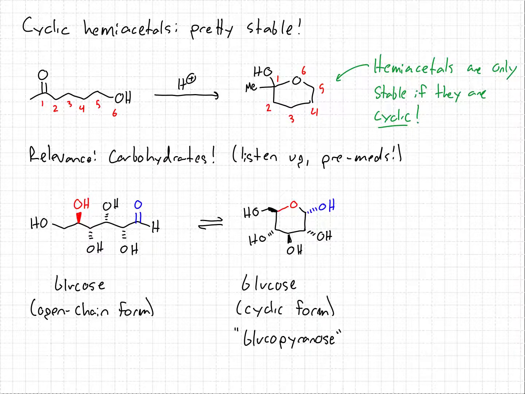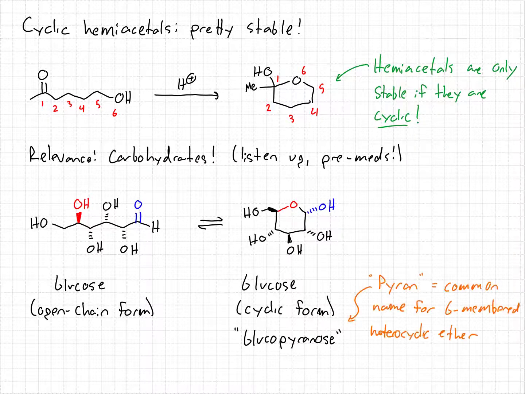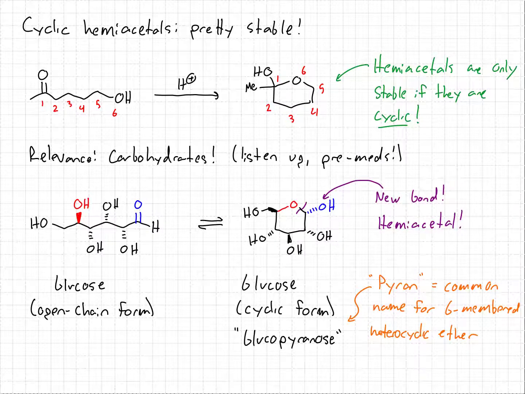This is the cyclic form of glucose, also known as glucopyranose. Pyran here, the derivation of this name, a pyran is a common name for a six-membered heterocyclic ether. There's the new bond that we formed. We can see that this compound is a hemiacetal, and in solution, because we can make a cyclic hemiacetal, the cyclic form of glucose is actually the one that is favored at equilibrium.